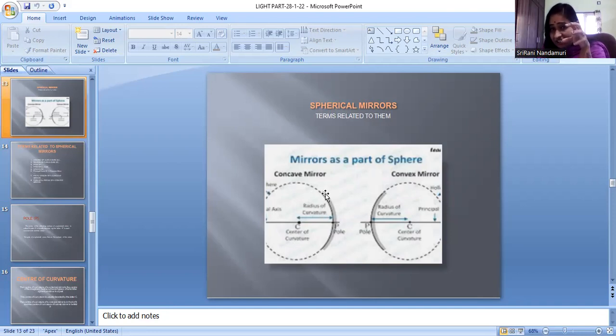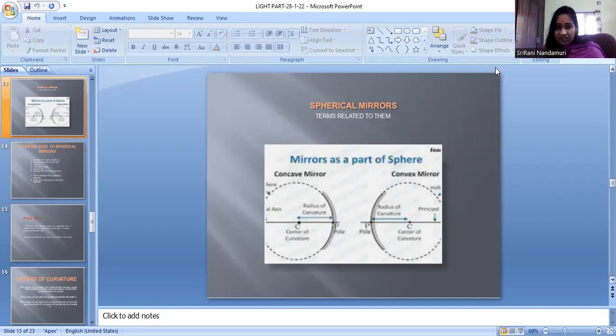The radius of curvature is the distance between the center of curvature and the pole, as you can see in the figure where I am keeping the arrow mark. The pole is the center of the reflecting surface. The center of curvature is the center of the sphere. The distance between these two points is considered the radius of curvature.